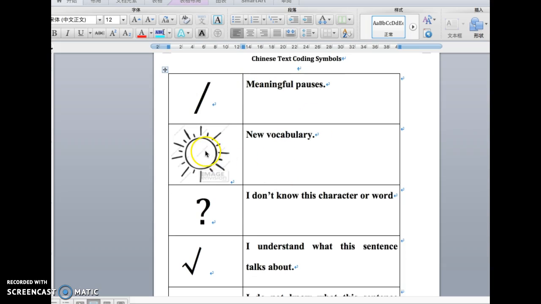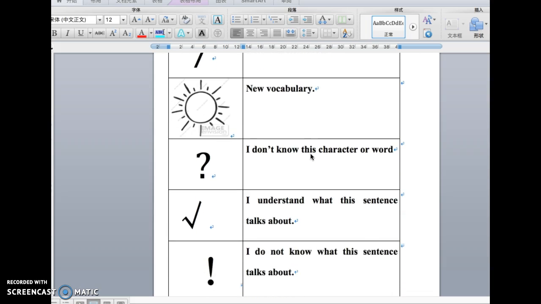The second one, like a sun, means new vocabulary. If a kid sees new vocabulary we learned in 5th grade in this text, she or he is supposed to draw a sun above it or around it. The next one is a question mark. It means I don't know this character or word.